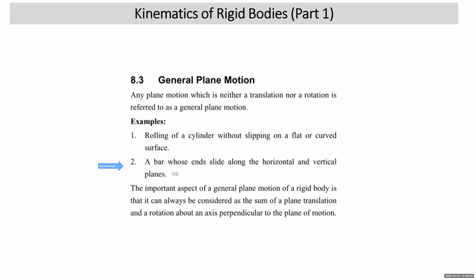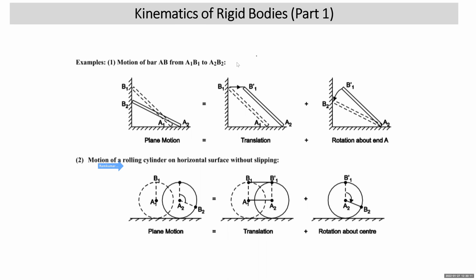Second example, a bar whose ends slide along the horizontal and vertical planes. This is right. Now, this example we'll understand in our next slide. Just see that. Here I have taken 2 examples. In the first example, I have taken a straight rod whose ends are sliding along a smooth horizontal and vertical plane. Can you see that this rod is initially A1, B1. After some time, it slides along the two smooth planes mutually perpendicular and it becomes A2, B2.